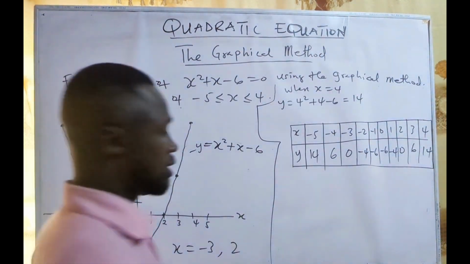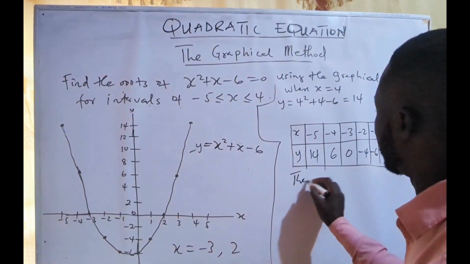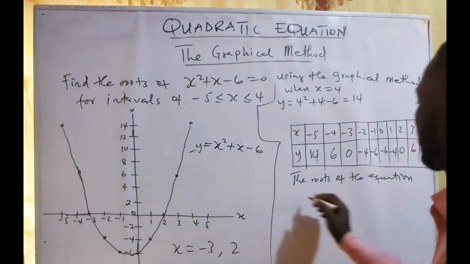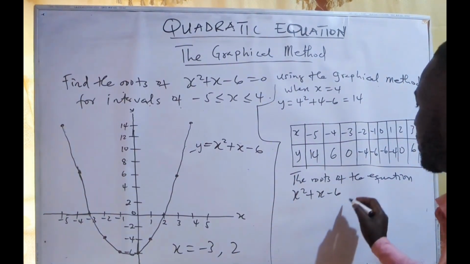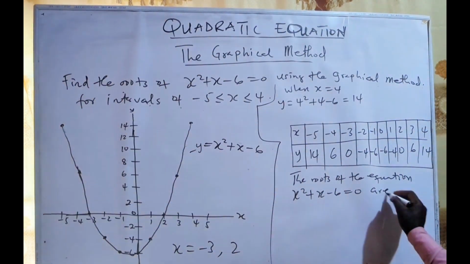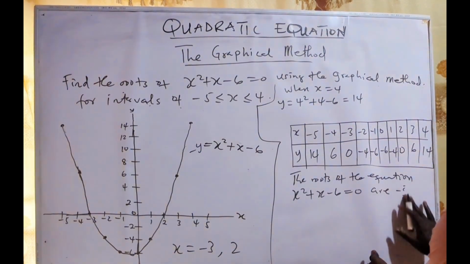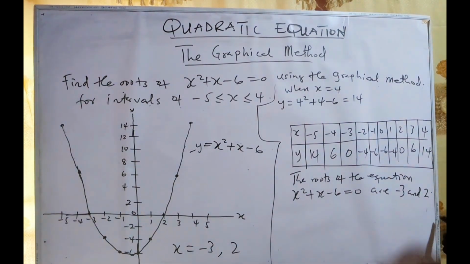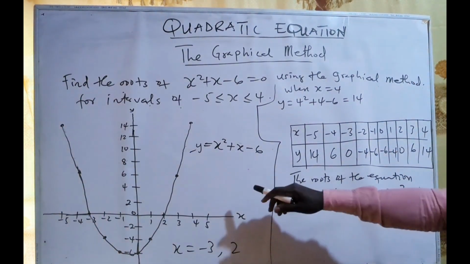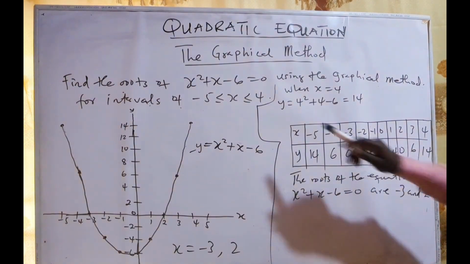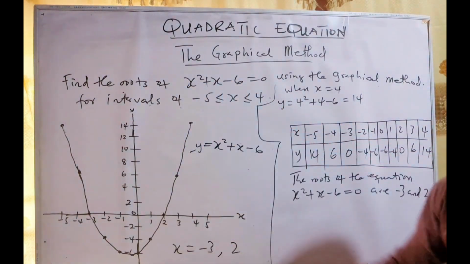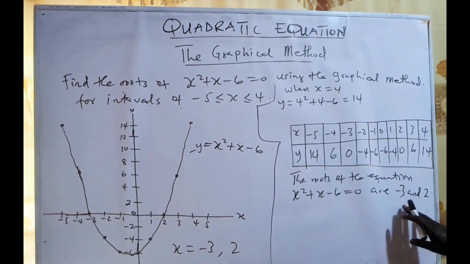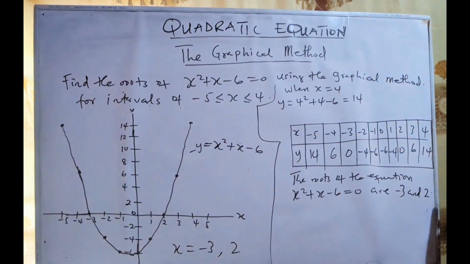So we can conclude that the roots of the equation x squared plus x minus 6 equal to 0 are negative 3 and positive 2. It means that when you substitute negative 3 and positive 2 into the equation, that is what will satisfy the quadratic equation. So when you solve this quadratic equation, we are going to get negative 3 and positive 2.